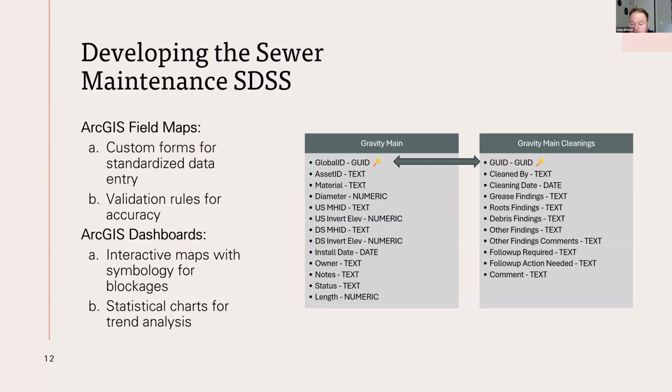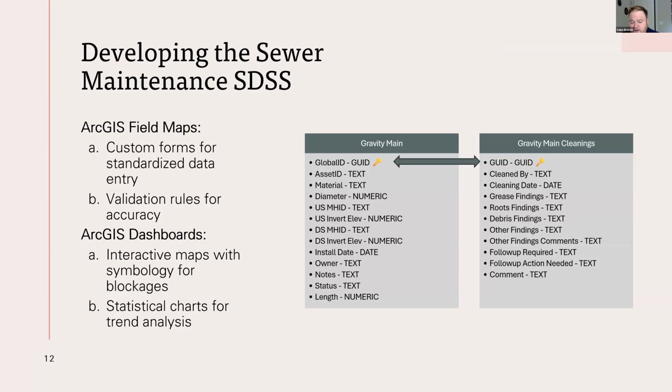So a key piece of development was to create a related table and a relationship between the gravity mains layer and the maintenance event table. What this is showing is that the gravity main table came from an existing data set from Seattle Public Utilities, but the gravity mains cleanings table is just a table, but has a relationship to the asset ID on that gravity main table. And so the needs assessment conducted at the front end of this helped indicate what data is important to collect while out in the field.